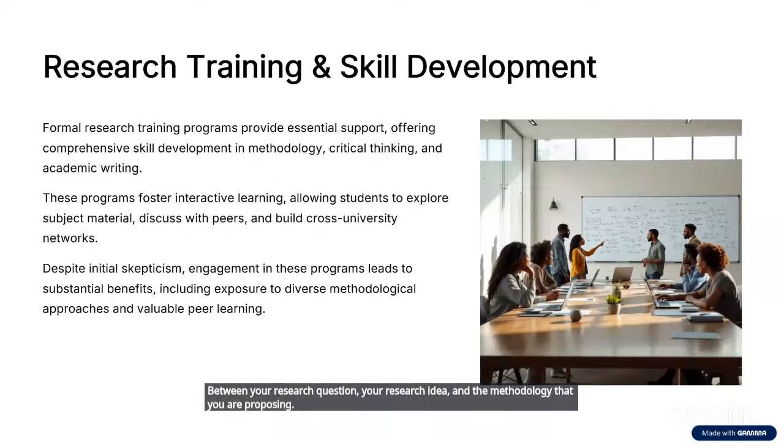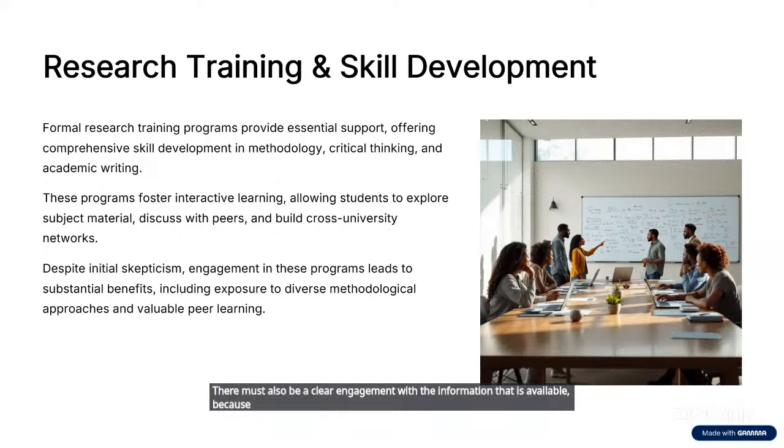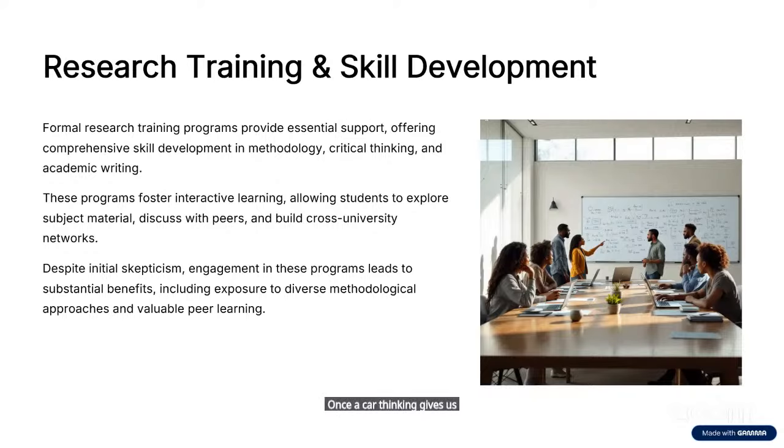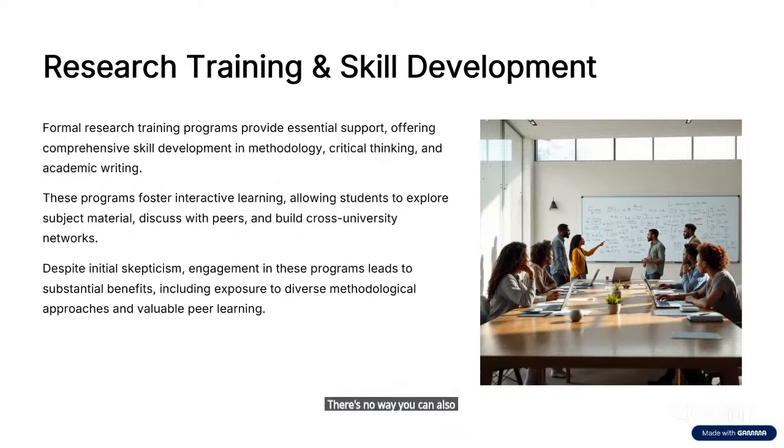There must also be a clear engagement with the information that is available, because critical thinking gives us the opportunity to acquire this kind of reflection, and then gives you the opportunity to look at how I can strengthen my writing skills and my ability to communicate my ideas. Because if you do not engage, there's no way you can communicate. And when you are communicating, self-reflection and self-regulation give you the opportunity to take a second look at what you are writing and what you are doing.